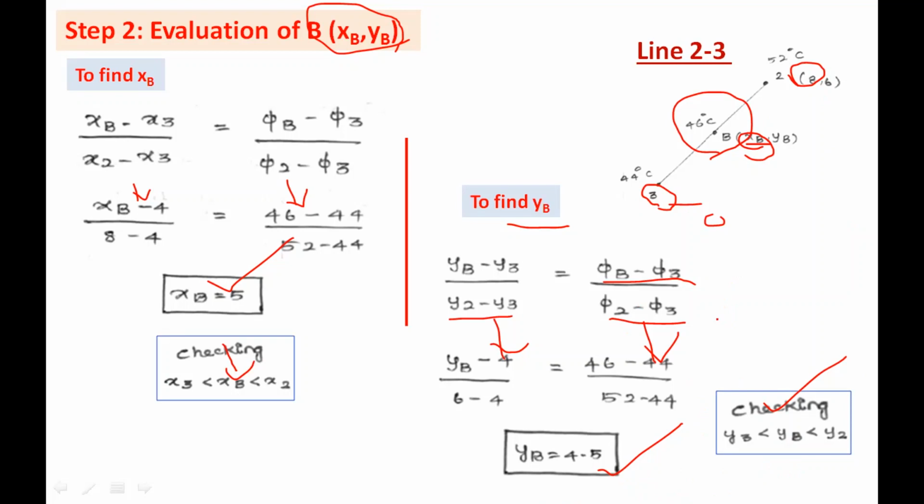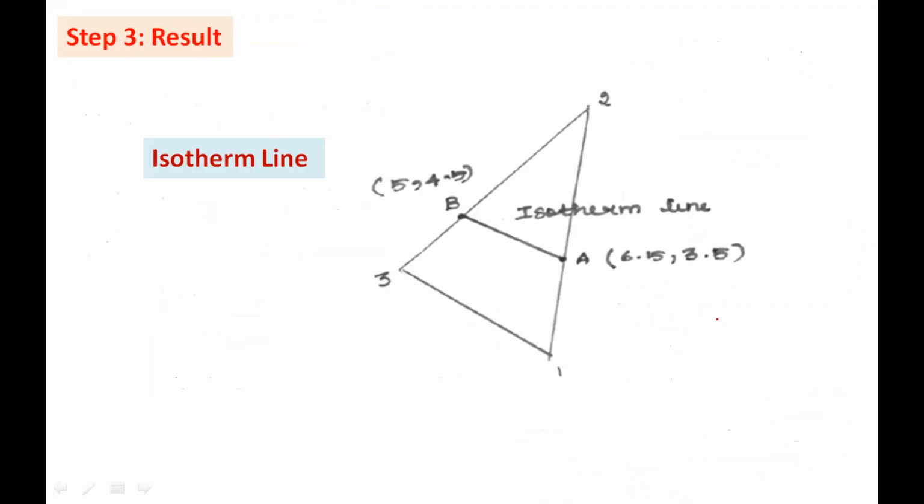How to show the isotherm line? This is the isotherm line in the triangular element 1 2 3. Here we mark point A at which the temperature is 46 degrees. The coordinates we evaluated are 6.5 and 3.5. And for point B we evaluated 5 and 4.5 as the coordinates.